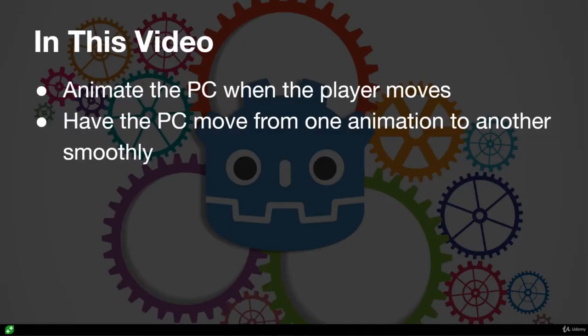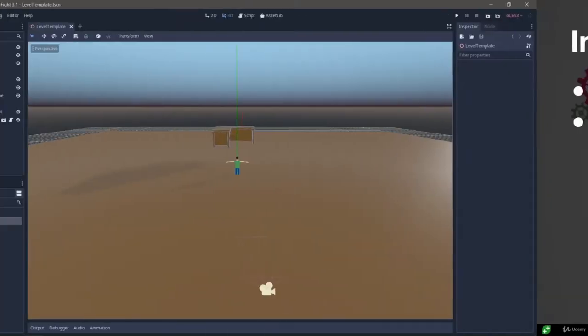What we want to do is animate the PC when it moves and have the PC move from one animation to another smoothly. We don't want run, run, run, suddenly stop. We want run, run, slow down, stop, speed up, run. To do that, we need to set up an animation tree. So I'm going to jump into Godot.